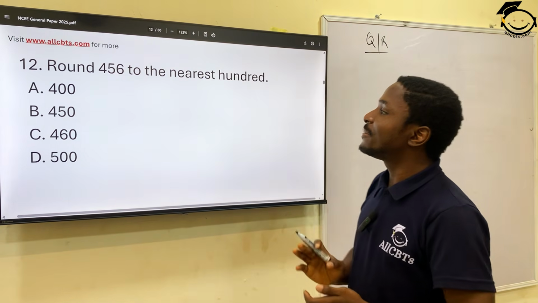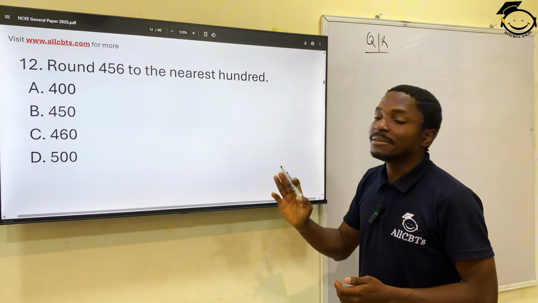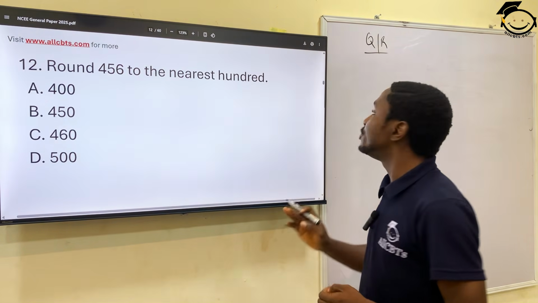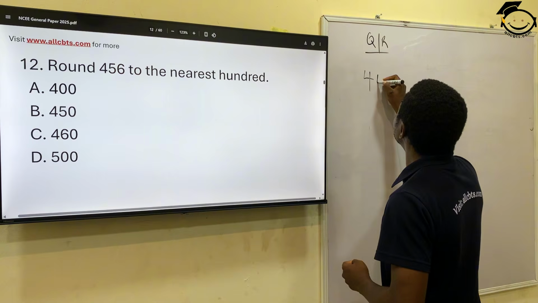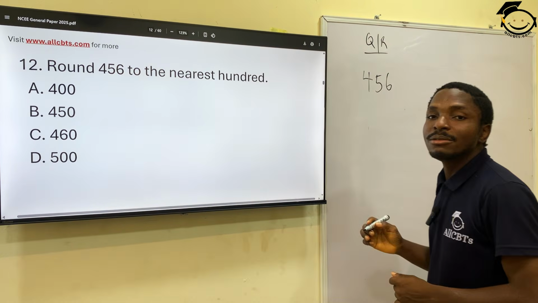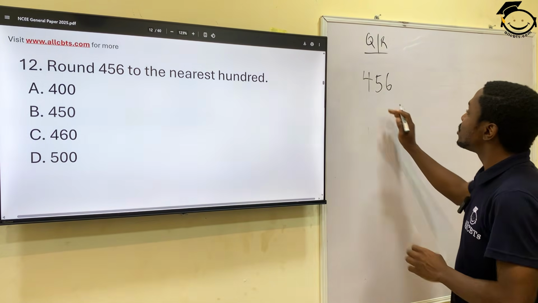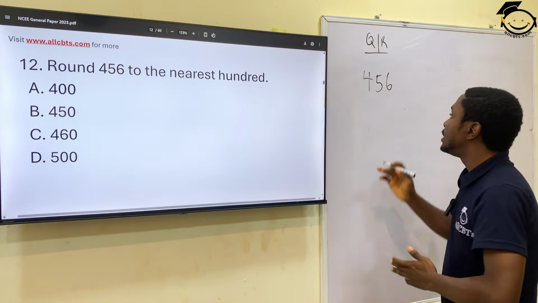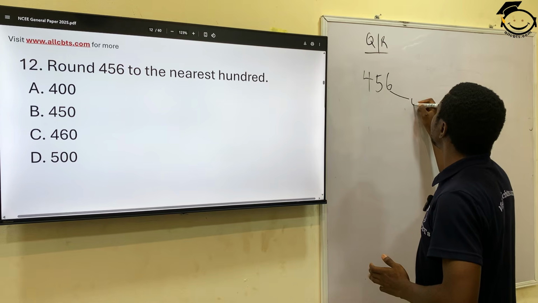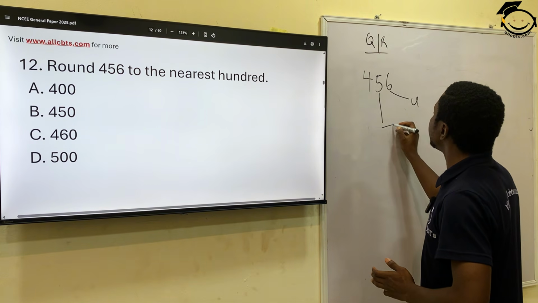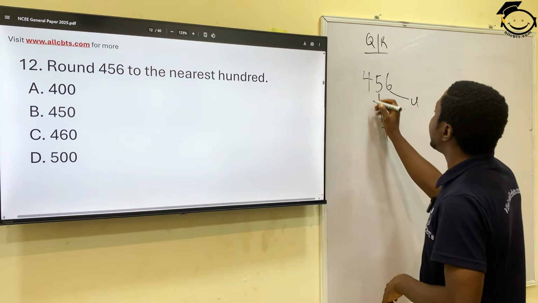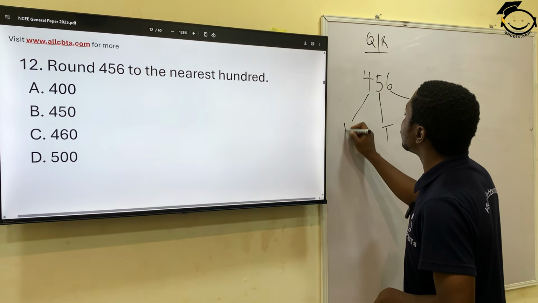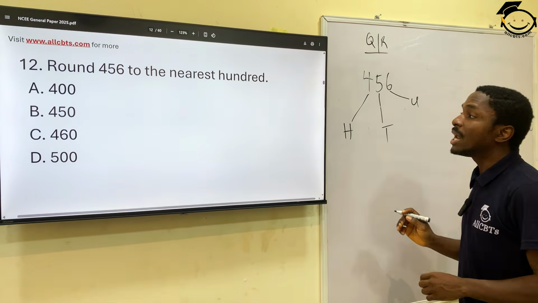Question number 12. Round 456 to the nearest 100. The first thing you do is to put your numbers into their places. Now, 6 is what? Units. 5 is what? Tens. And then 4 is in the place of what? Hundreds. So which one are we rounding?